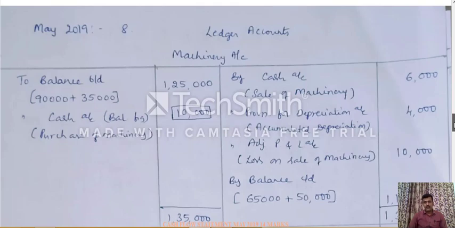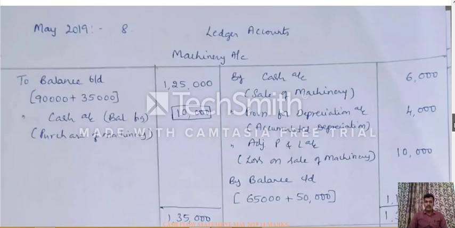Then, on the credit side, we have by balance carried down. That is, the closing balance of machinery 65,000 plus closing balance of provision for depreciation 50,000. So, together, we have 1,15,000. Then coming to the adjustment, the machinery was sold for rupees 6,000. So the company has sold that machine for 6,000 rupees. So when machinery is sold, cash comes into the business and machinery goes out of the business. Therefore we make a by cash account entry.